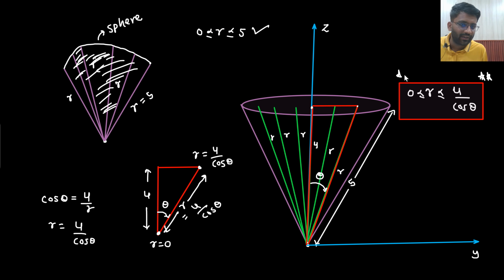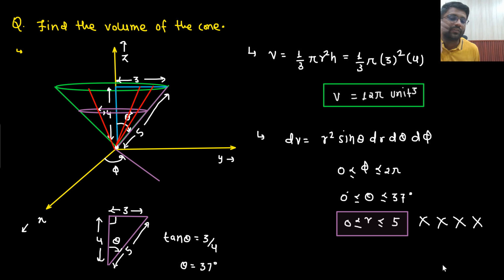Very important point. You take 10 textbooks, you will never find it anywhere. But a very great point that we have observed here. Here it was from 0 to 5. If it was an ice cream cone question, because the ice cream cone question is very famous, people will simply mug it up blindly. They will apply 0 to 5. But actually, the radial distance from the origin is not constant everywhere. It is going from 0 to 4 by cos theta.